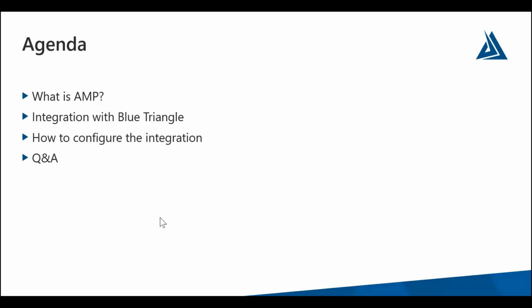For the agenda today, I don't anticipate this is going to be one of our longer sessions, but what we're going to cover is a little bit of background on AMP: what is it, its origins, and then we'll get into the integration with Blue Triangle. Obviously, the integration is to enable the Blue Triangle analytics from AMP pages. We'll get into a little more about AMP here in a second, and then we'll demo how the integration works and walk through the steps that you'll need to take to configure the integration.